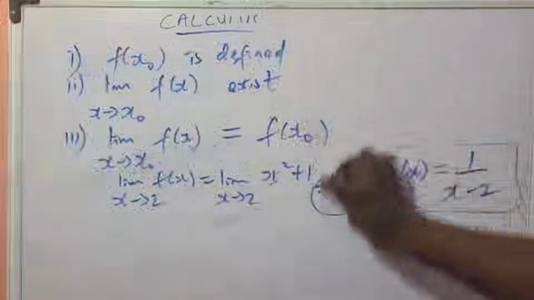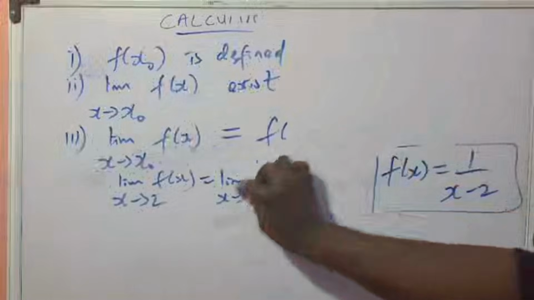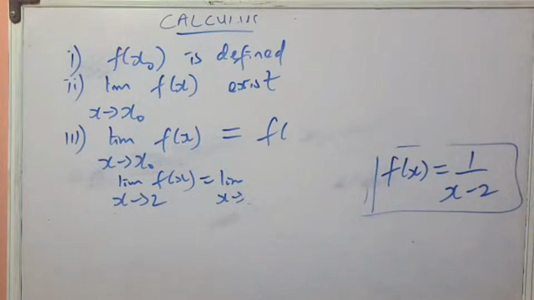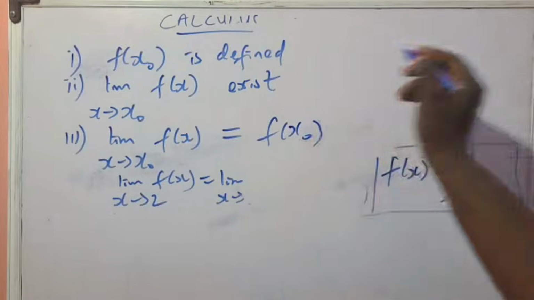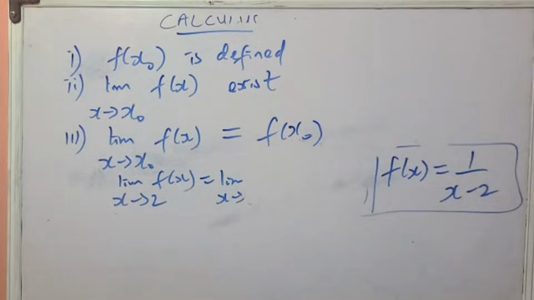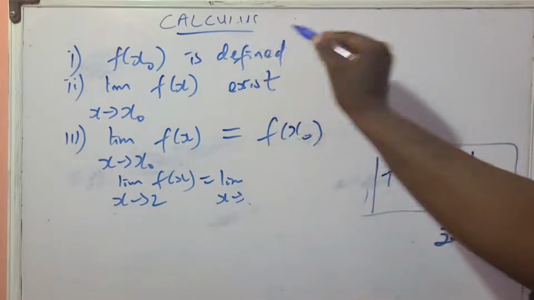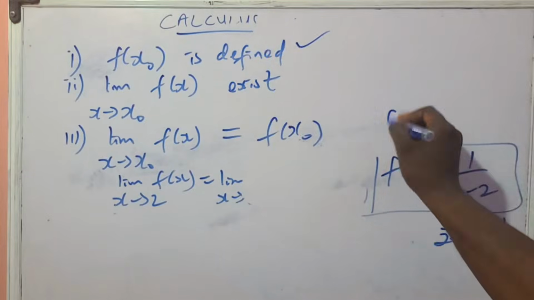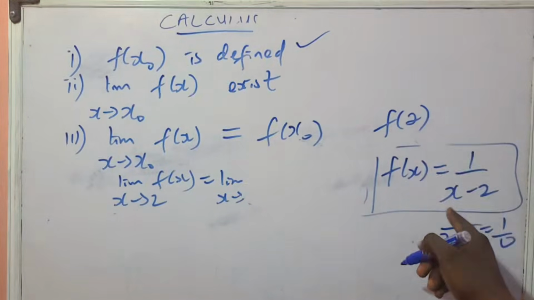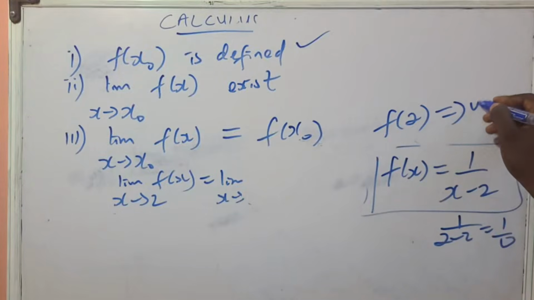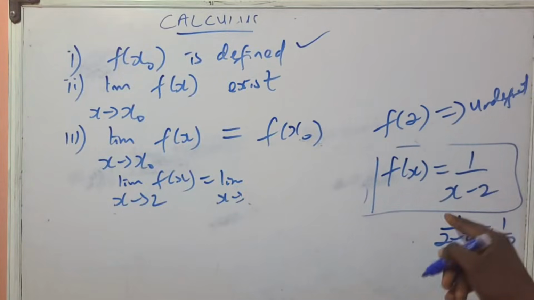Okay, somebody said 2. Now that person looks very much correct, because if you put the value of 2 into this point, you'll have 1 over 2 minus 2. That'll be 1 over 0. Can you see that at the point x being 2, your function will be undefined? Look at the very first rule. That means f of 2, when x was 2, is undefined.